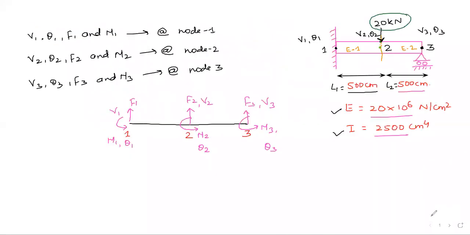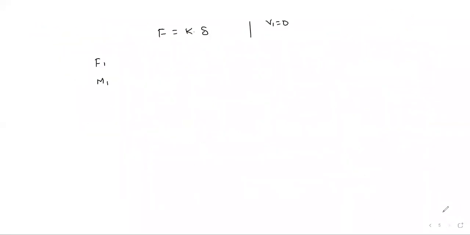So here we have V1 equal to 0. Why is V1 0? Let us see. Node 1 is fixed, so V1 will be 0. There will be no vertical displacement, right? Similarly, there will be no slope also. Theta 1 will also be 0, because I have already said that whenever there is a fixed support, the displacements are going to be 0. So at node 1, V1 will be 0, theta 1 will be 0. In the question, they have given that the V3 value is also 0.